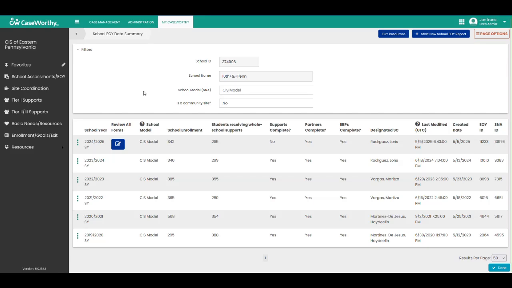So the last bit here, now once you've saved the workflow, you will see a new line for the 24-25 school year. And you can do 2 things to edit it. One, you can click the 3 dots and you can get into the specific section. So for the partners, evidence-based programs, and types of supports provided, we would come in here to make those edits. So let me just back up for a second. Back to the school list.